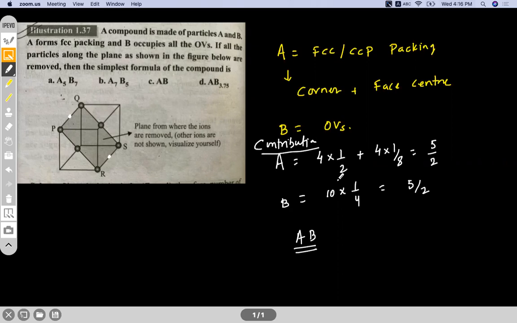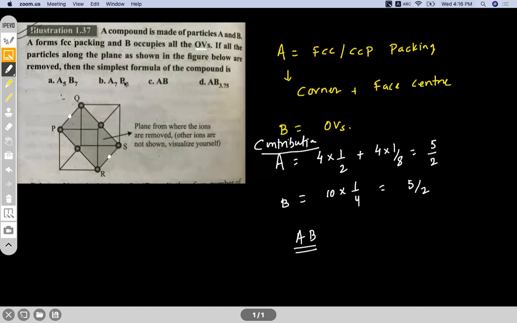Otherwise, you can also count the contribution we had initially and after removal, subtract the part that has been removed, and you'll get the answer that way also. But this way you can do it in one single step. So the question is not difficult. Why have I given you this question? So that you can understand how they use the concept of voids here. If you do not know that the voids are placed at the edge center, you won't be able to do this question. Understood?